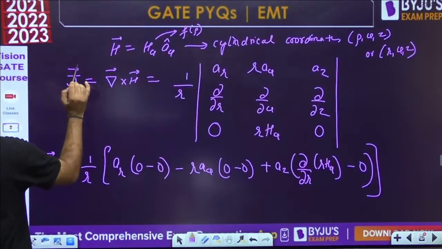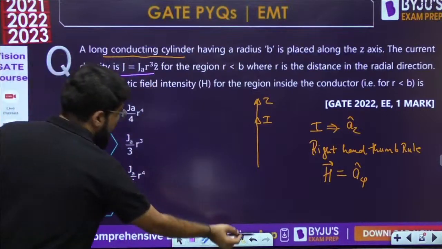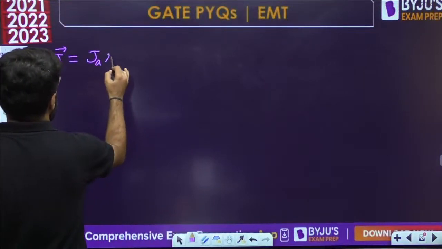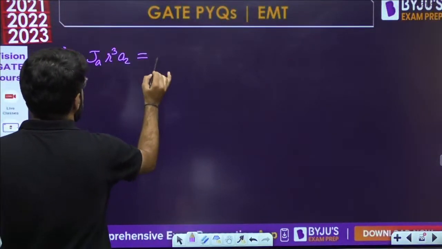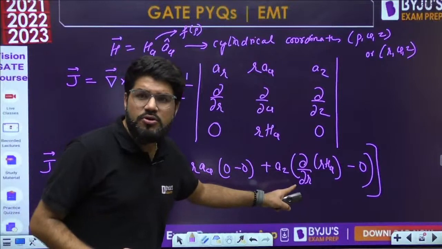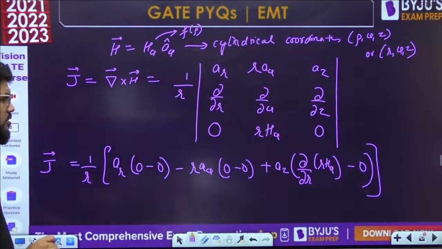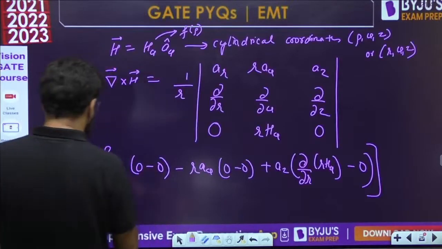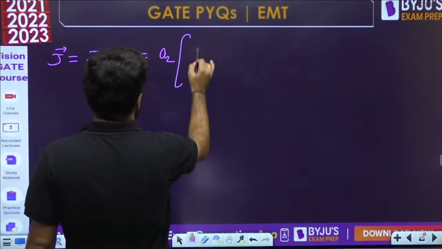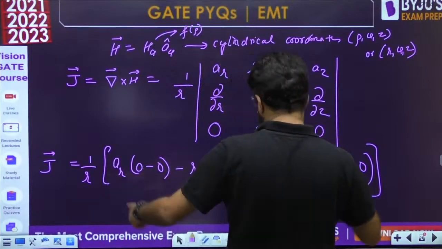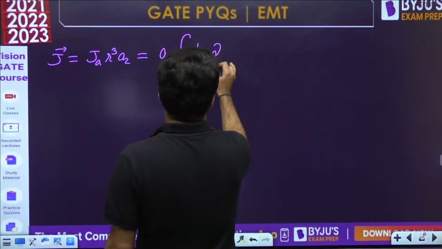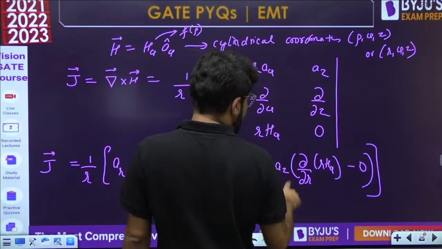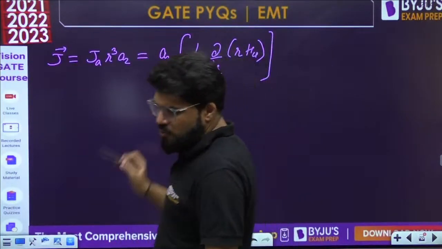Now see, when you open up the bracket, J is given to you already. What is the J? We will use it now: J a r cube. What is the J? That is J a r cube a z. That is why, solving the curl also, you are only getting the z component. So that is a z 1 upon r, del by del r of r H phi. Only this is left. So both are in the z direction.